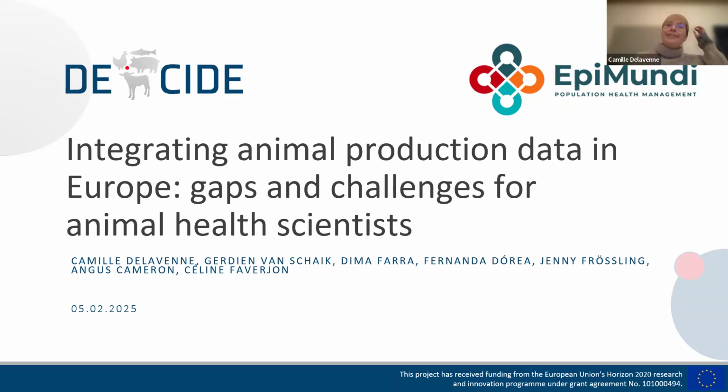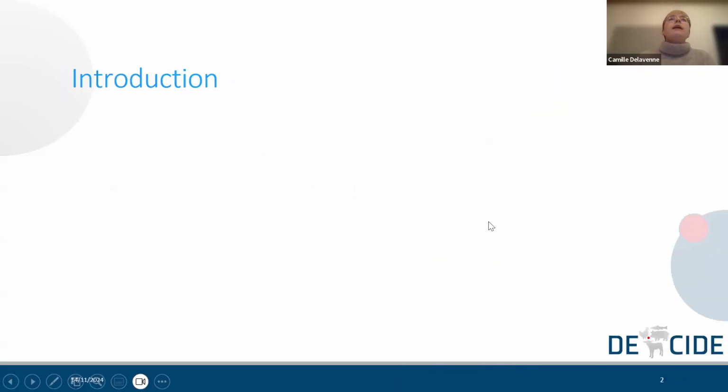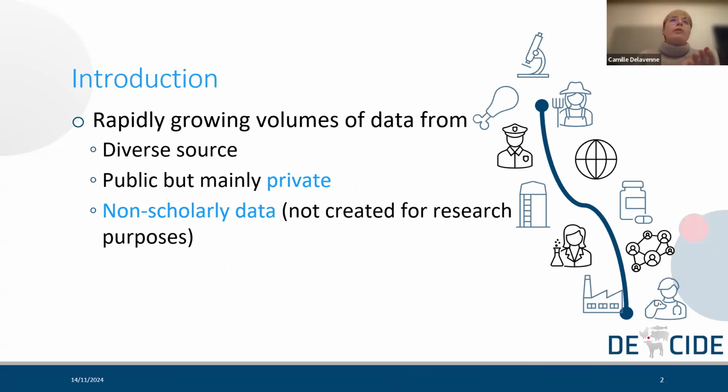Thank you, Gerdien and EJ, for the presentation and starting to build elements towards what we're going to talk about today. So I'll present the work that we did in DECIDE for Work Package 1 with Céline Favergent. The first element that started our work was the idea that today we all know there are rapidly growing volumes of data from diverse sources throughout the animal value chain. This data can be either public or mainly private, and EJ showed examples of semi-public and private data sources, but most of those data sources have actually been created without a purpose of research.